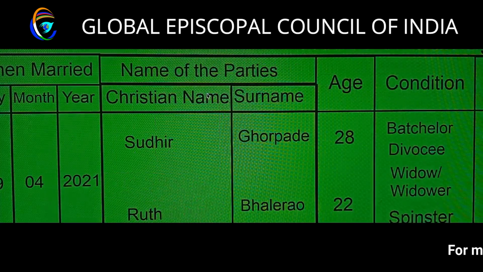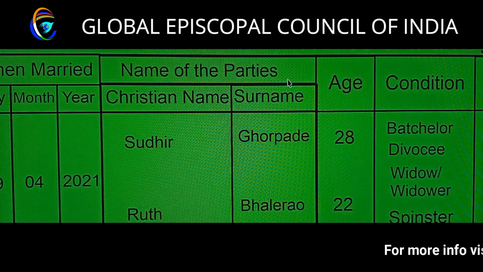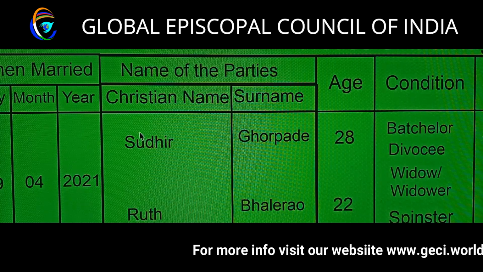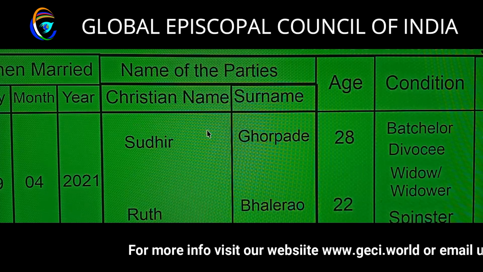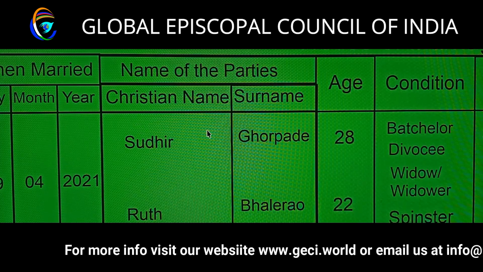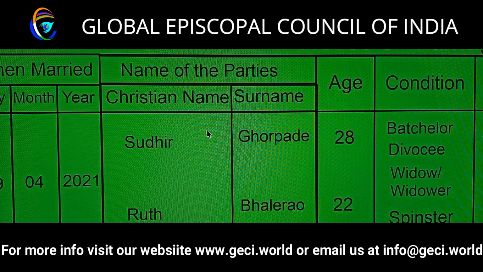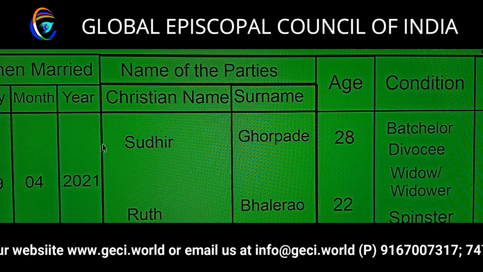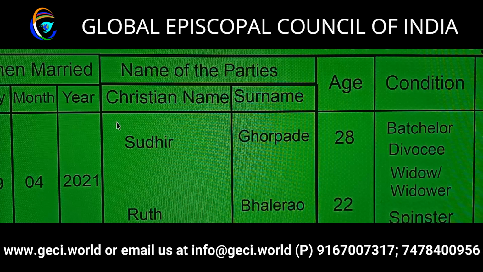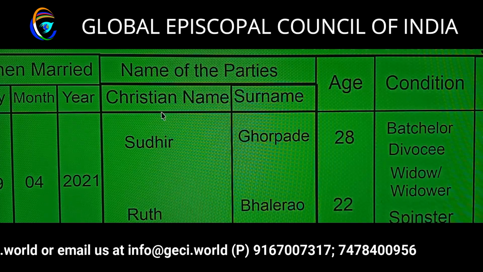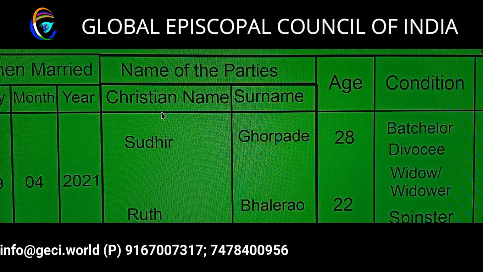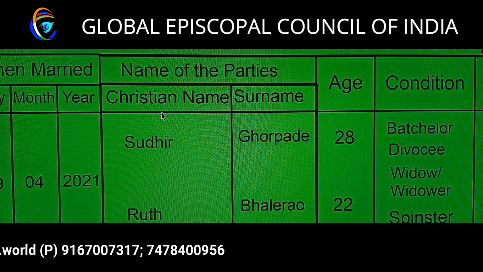After this comes the third major column, that is called the name of the parties, and you have 2 columns here: Christian name and surname, or the last name. Now, Christian name is the name that reflects in your birth certificate, in front of the column called religion, if it is Christian. So you have to ask for the birth certificate of the person, or if he doesn't have the birth certificate, then you can go for the school leaving certificate, and just check in the religion column what is mentioned.